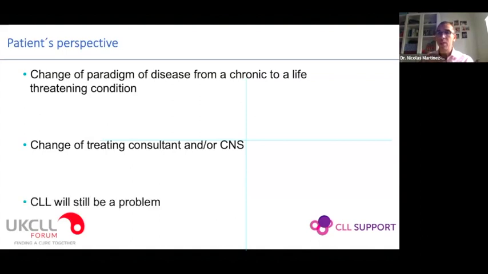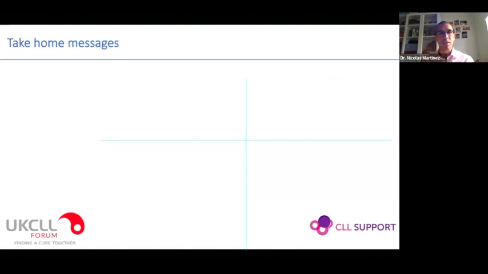And more importantly, you will treat the Richter's whether you succeed or not, and you will still have the CLL as a problem that can relapse later on. So it is also quite significant and important to tell the patients about this.